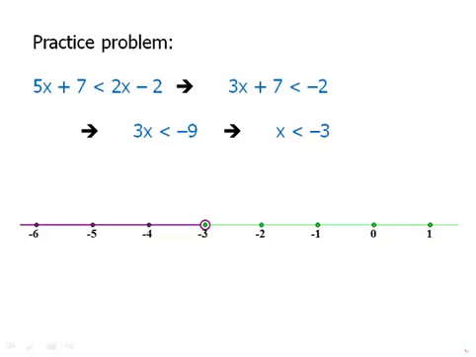-4, -5, -6. Those are legitimate values. Those are things that are less than -3. But of course, -3 itself is not less than -3. So -3 is not included. So the endpoint is not included in that region. And the purple is the allowable region.